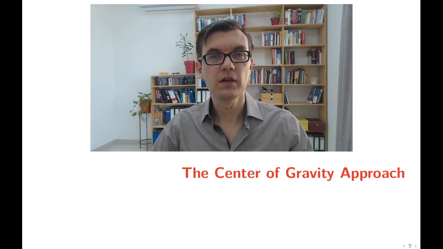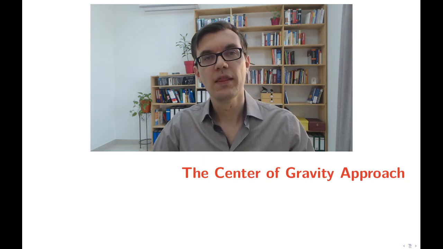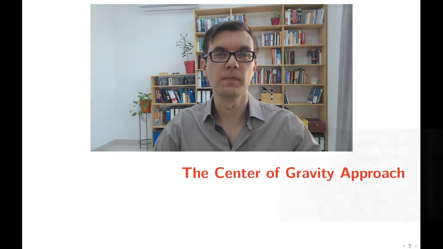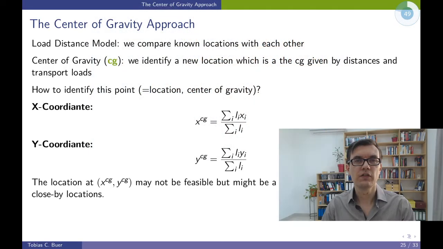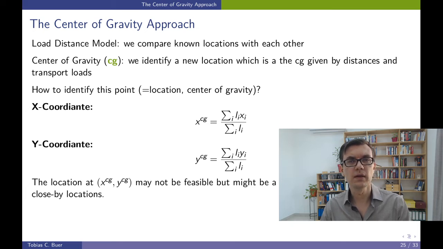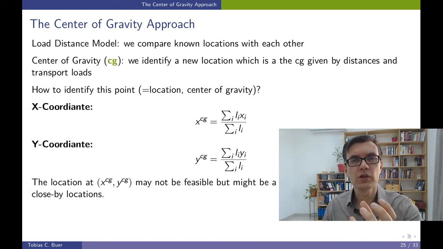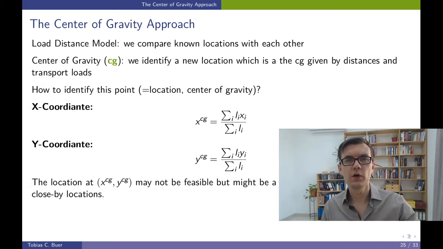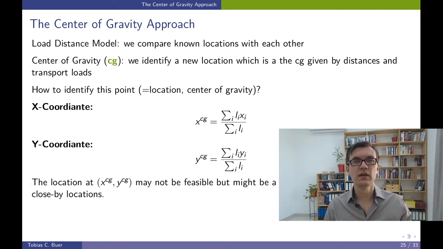Approach number 3 to make location decisions, the center of gravity approach. Now, the center of gravity approach is different from the other two approaches that we already discussed, because we can use this approach to identify a new alternative for a location. In the previous approaches, we already had existing alternatives and we evaluated these existing alternatives. In the center of gravity approach, we try to find a new potential location.